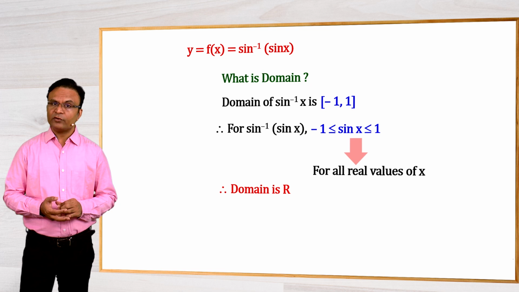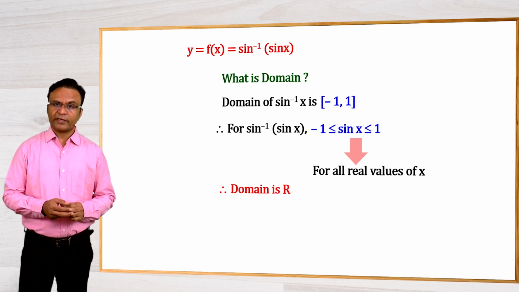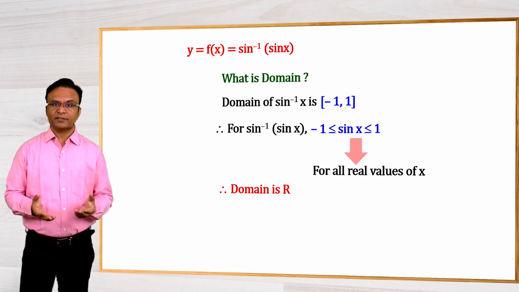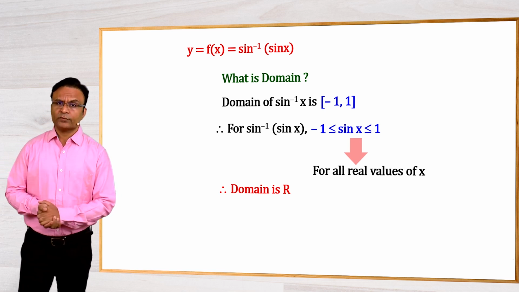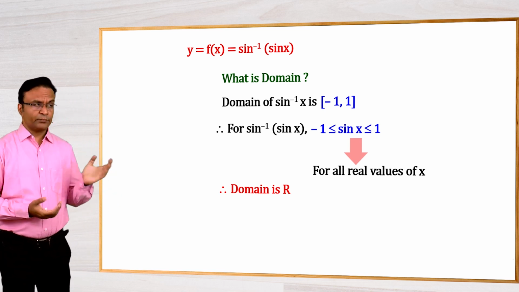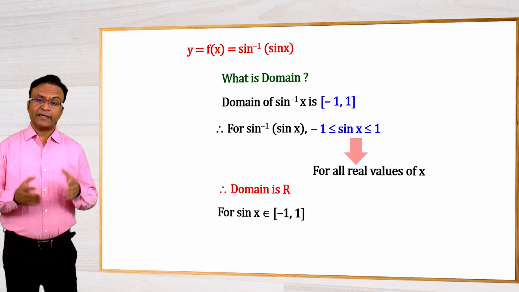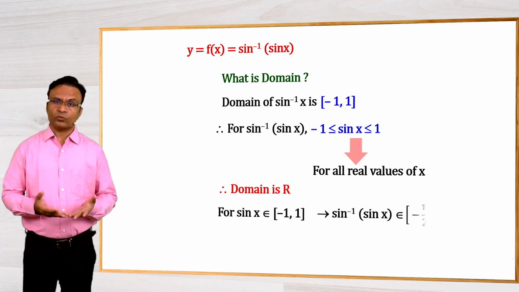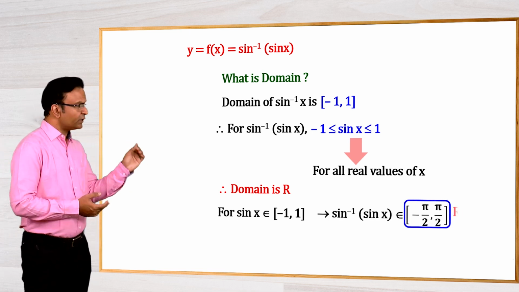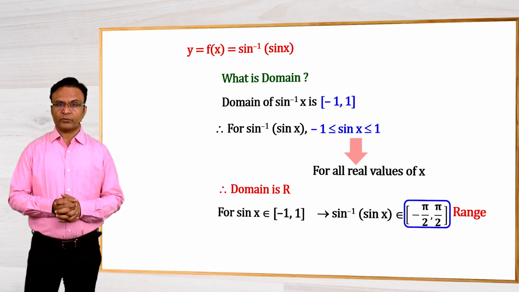For any real value of x, the values of sin x are -1 to 1, and for these values of sin x, sin inverse of sin x is well defined. What is the range of this function? It's simple. Since sin x lies between -1 to 1, sin inverse of sin x will lie between -π/2 to π/2. So the range of this function is -π/2 to π/2.